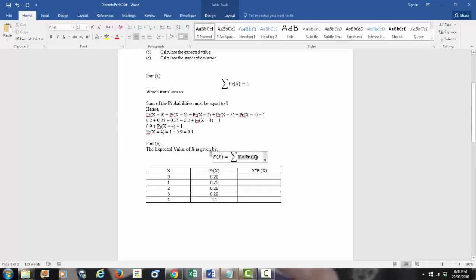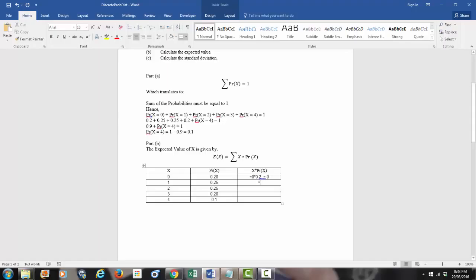The first thing that we're going to do is calculate x multiplied by the probability of x for each of the different values. What that means is we're going to do 0 multiplied by 0.2, 1 multiplied by that, and so on and so on. So let's do that. 0 multiplied by 0.2, which is 0.